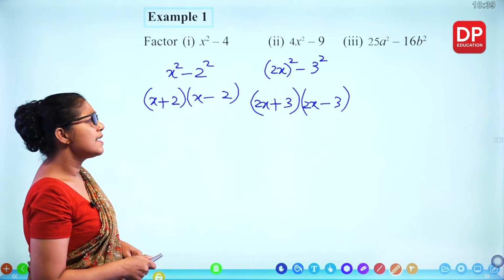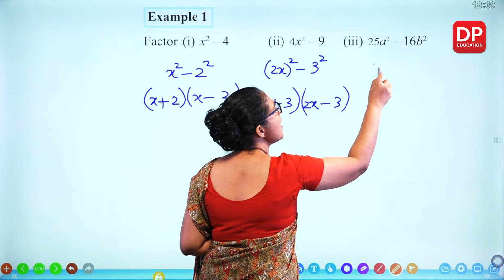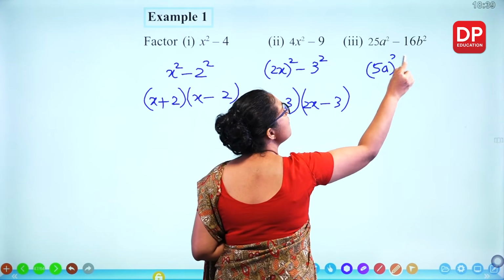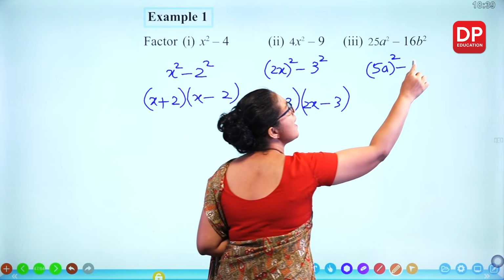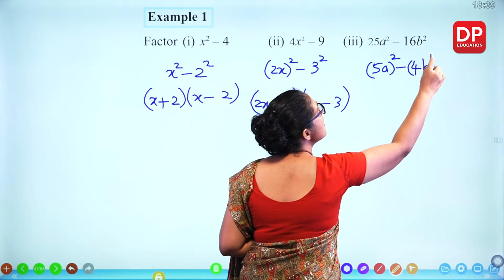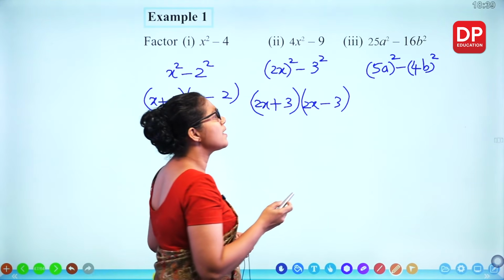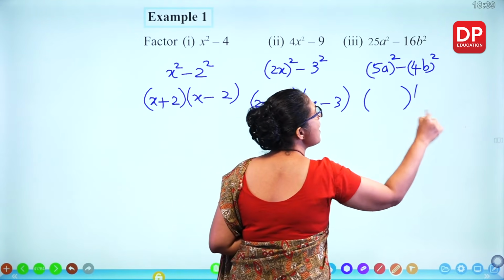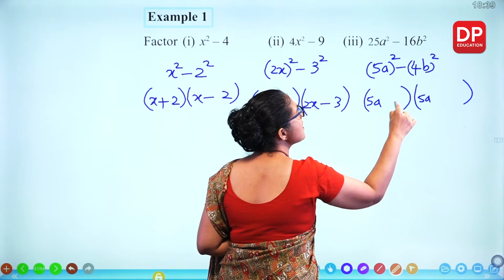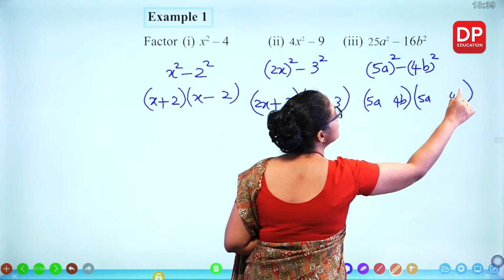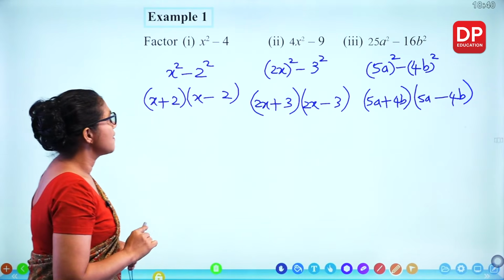Now we'll look at the third example. 25a squared. How can I write it? I can write 5a whole thing squared. What about 16b squared? I can write 4b whole thing squared. Again, this is the difference between two squared terms. I can write two brackets like this. First number is 5a, last number is 4b. One is positive and one is negative.